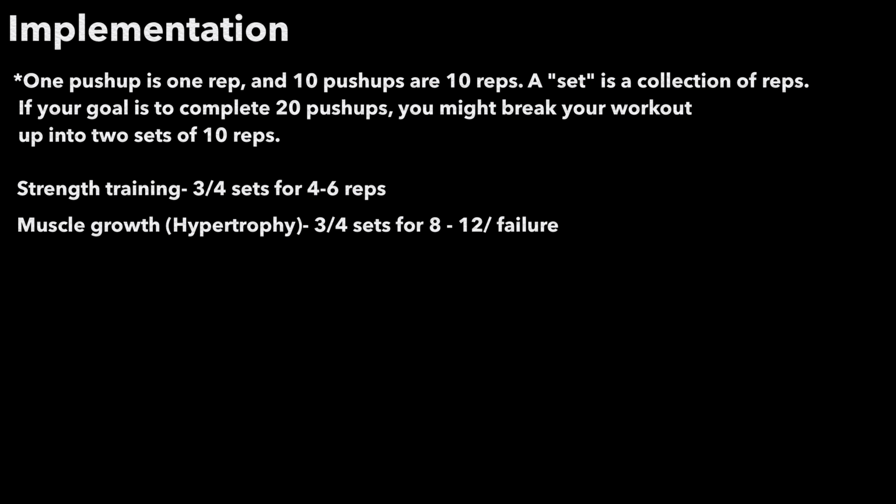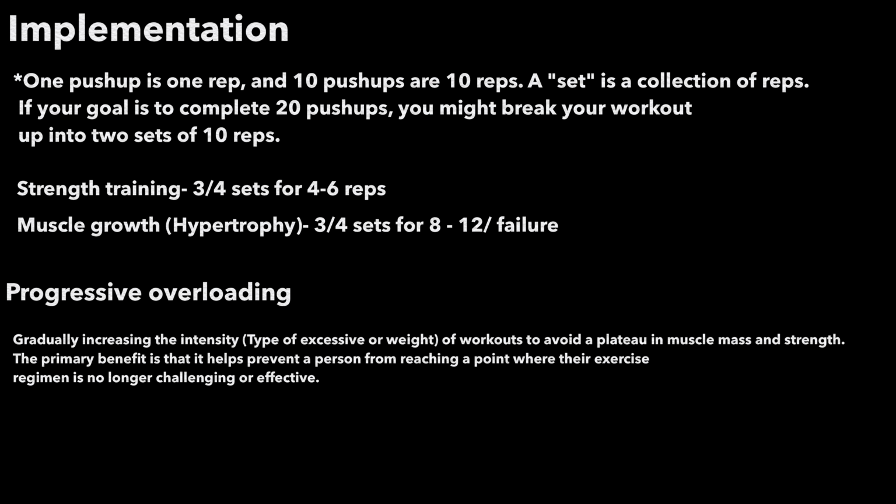But for muscle growth, I personally do 3 to 4 sets of failure, just because I like to define it as when my muscles give up, not just as a number. But a number is still a really good baseline to use when you're starting out calisthenics, so definitely do that. And in your workouts, you want to make sure that you incorporate progressive overload training into your routine. So this is basically where you increase the intensity, for example, maybe the weight or how hard the exercise is for you in your workout, to avoid plateau in your muscle mass and strength. The basic and primary benefit is that it helps prevent someone from reaching a point where the exercise regimen is no longer challenging or effective, so it might feel like you're not really progressing anywhere, and this makes sure that this doesn't happen.